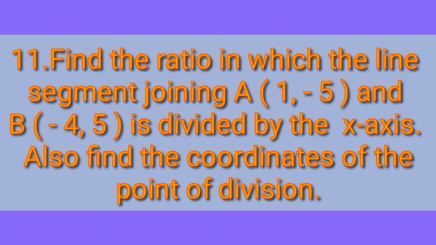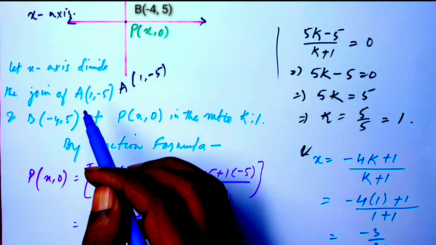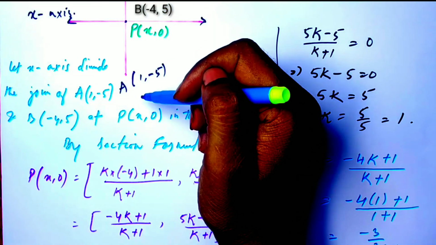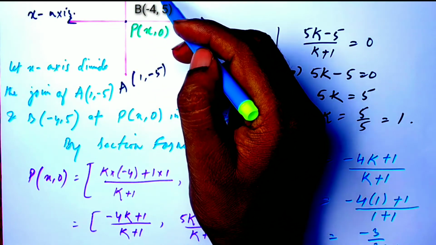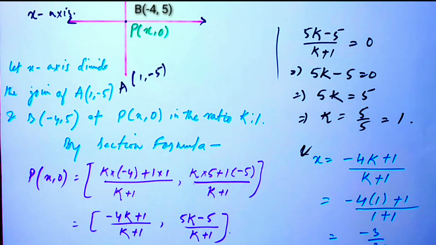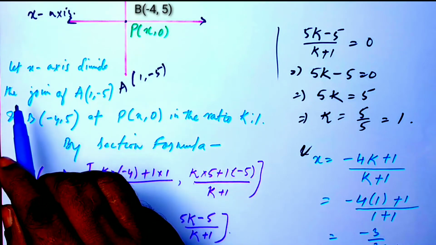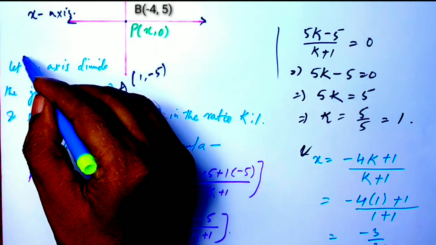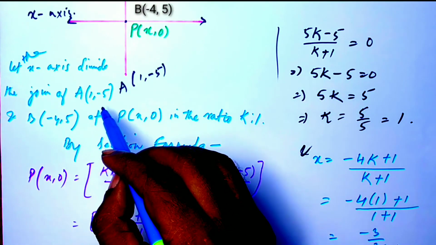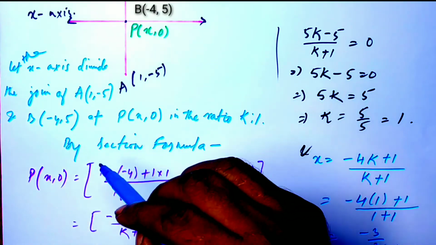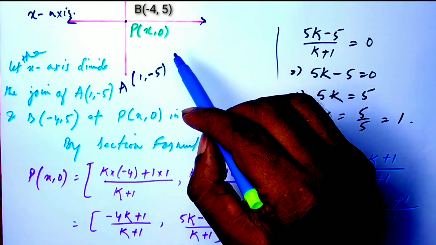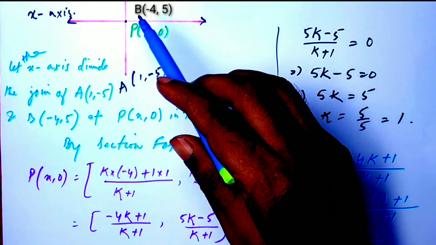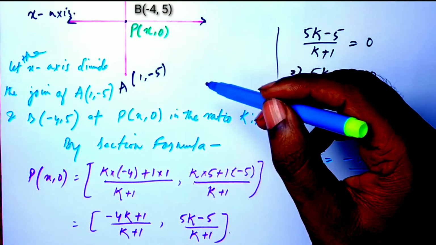Here we have another question. Find the ratio in which the line segment joining A(1, minus 5) and B(minus 4, 5) is divided by the x-axis. Also find the coordinates of the point of division. So let us solve it. So this is the x-axis and we have A(1, minus 5) and B(minus 4, 5), and let the x-axis divide the join of A and B at P(x, 0). In the previous problem it was P(0, y). If it is the x-axis it will be P(x, 0), in the ratio k is to 1.